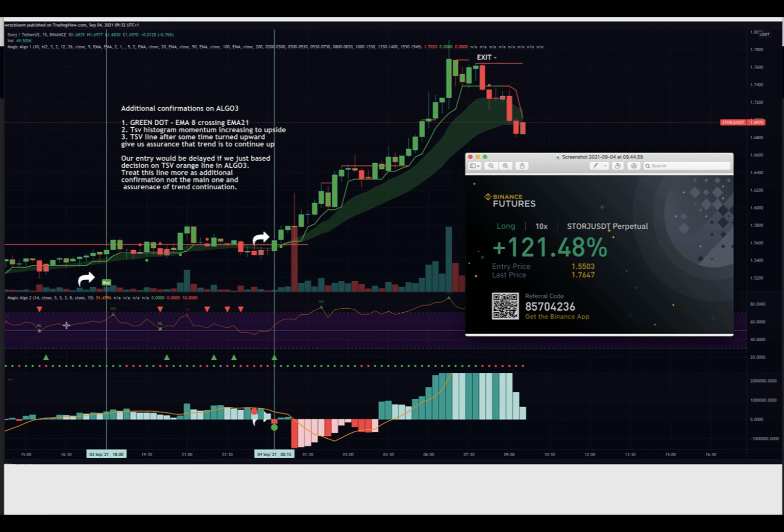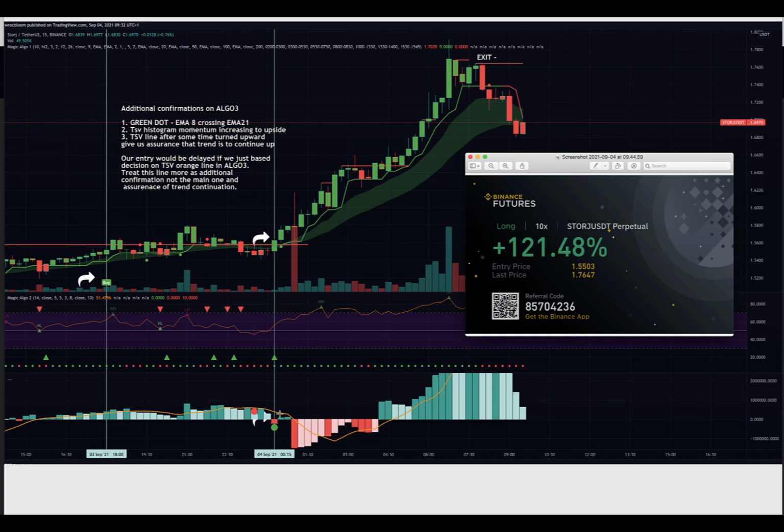So we have this RSI going up, we have this trend bar in green, we have this TSV that crossed the line above zero before. Or we could have actually waited a little bit just to be on the safe side, and we could have opened a position here as well. So we had the green dot, we had this triangle, we had this trend bar going green, we have this RSI going above 50, and we have a green dot here as well. So we have more confirmations to go long.